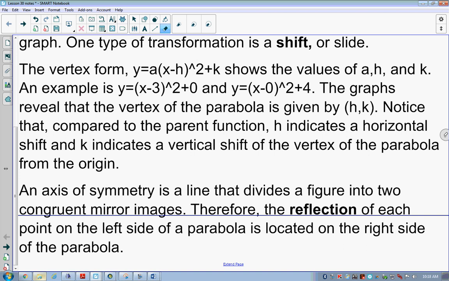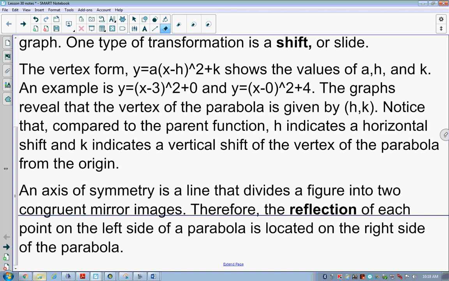So the graph reveals that the vertex of the parabola is given by h and k, those numbers. Notice that compared to the parent function, h indicates a horizontal shift, right? We are moving to the left or right, h, whatever it is. And k indicates a vertical shift of the vertex of the parabola from the origin, either up or down.